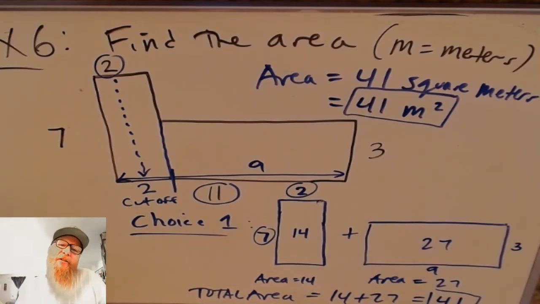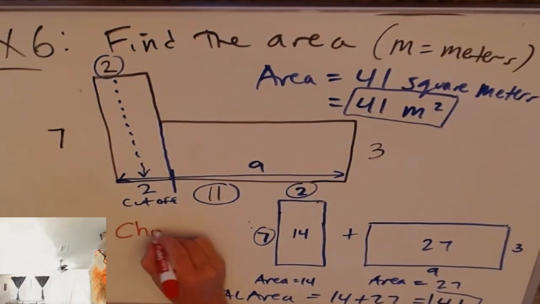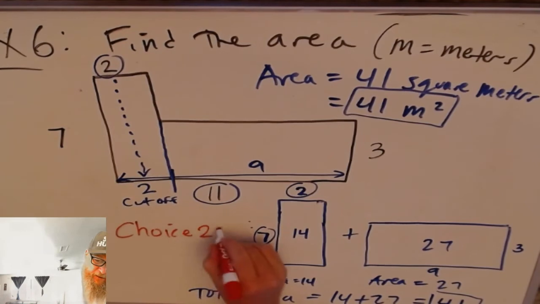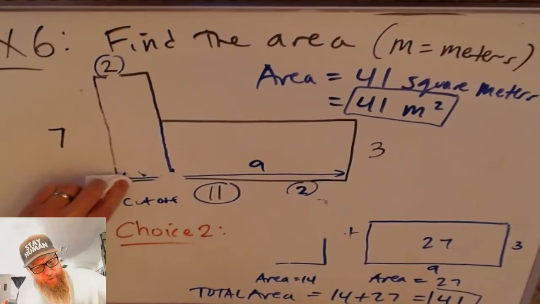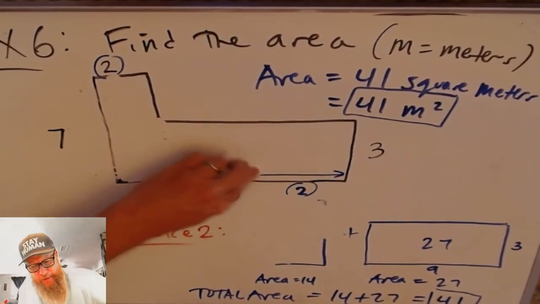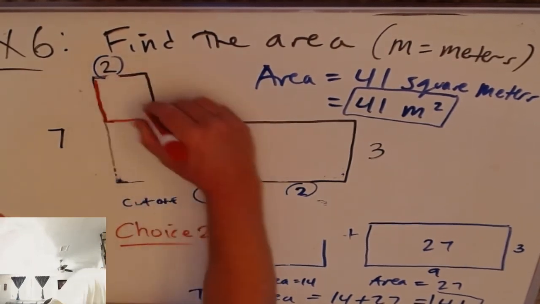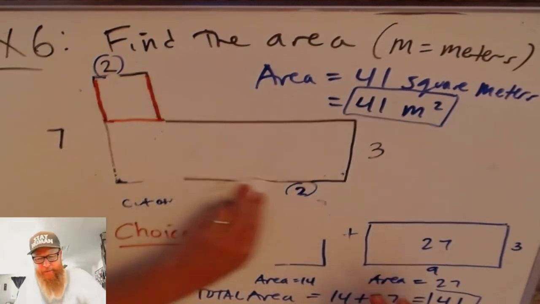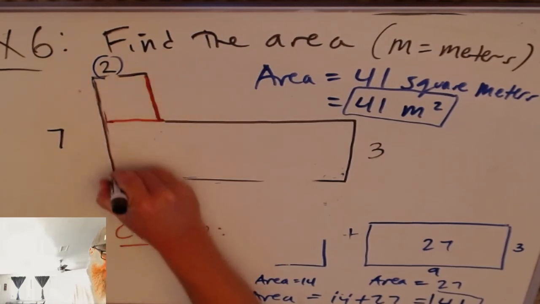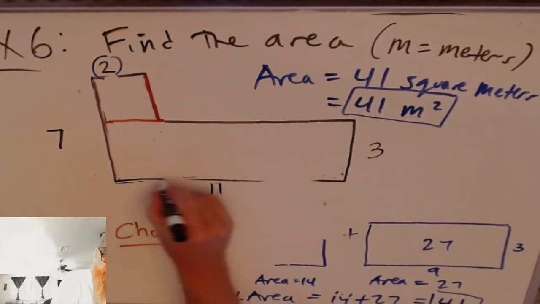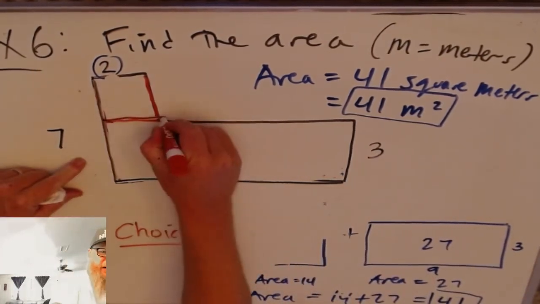We already have the answer, so I'm going to tell you the second choice, but I'm not actually going to do it. I just want you to know that you have choices. Your second choice to solve this problem would have been to cut here. Let me just put everybody back. So this is 2, this is 7, this is 11, this is 3. So choice 2 would have been to cut here.